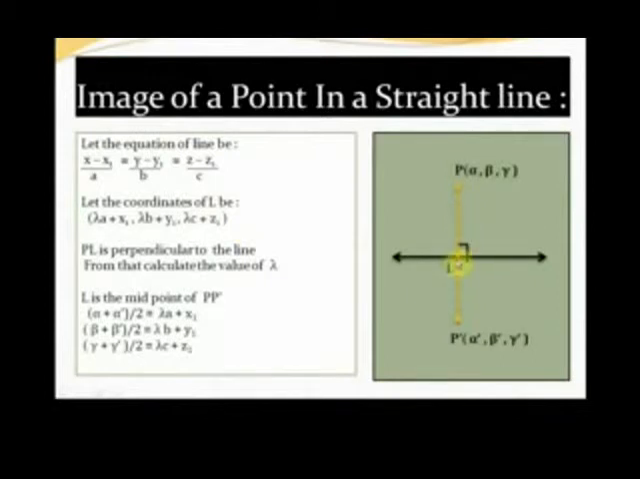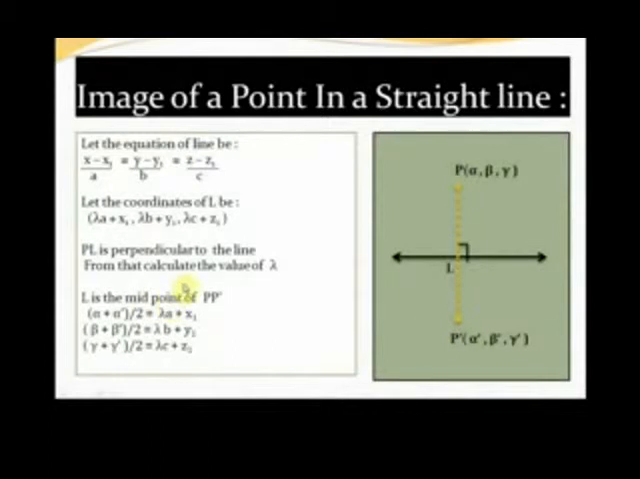Now we see that PL is perpendicular to this line. So from this we find out the value of lambda. Also we see that this line acts as a mirror. So L would be the midpoint of PP dash. If we join this segment PP dash, then PL is equal to half of PP dash, and thus L is the midpoint of PP dash.